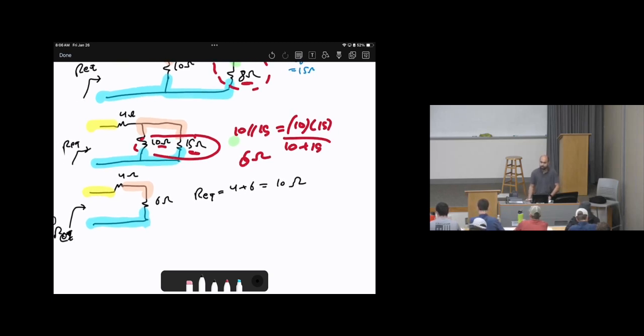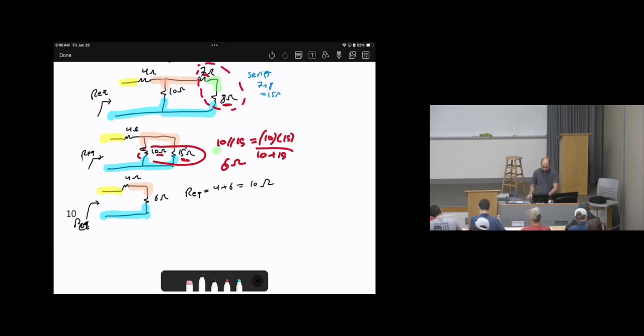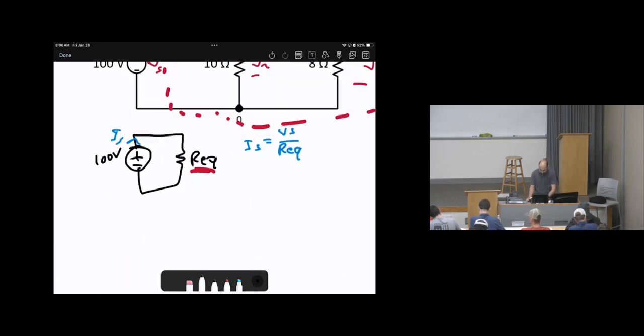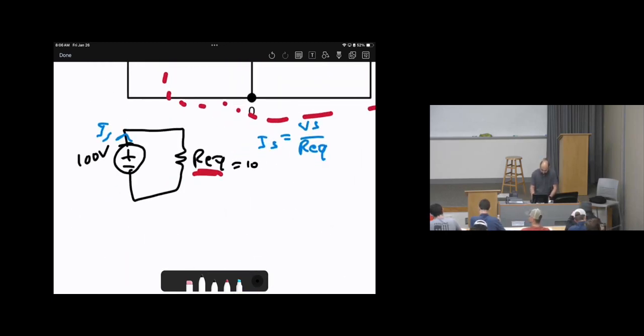Now I'm not done yet, so I just did the first part of this question. So let's go back to the original. We just calculated R equivalent, so let's go back here, substitute R equivalent as 10 ohms, then continue your question, your answer.